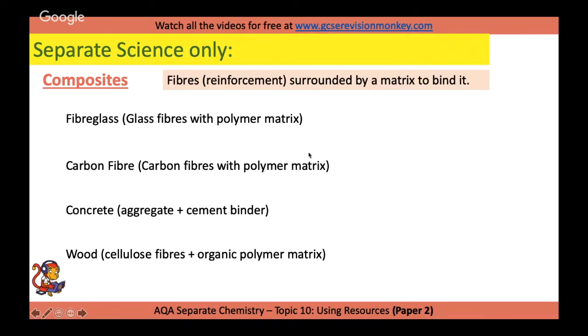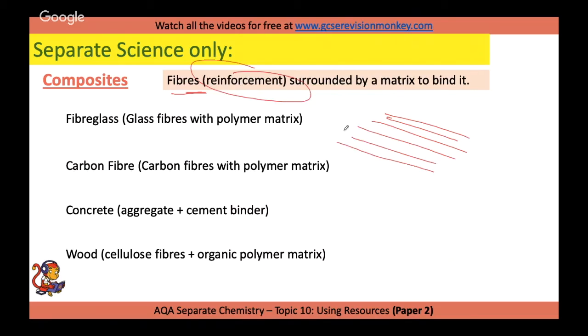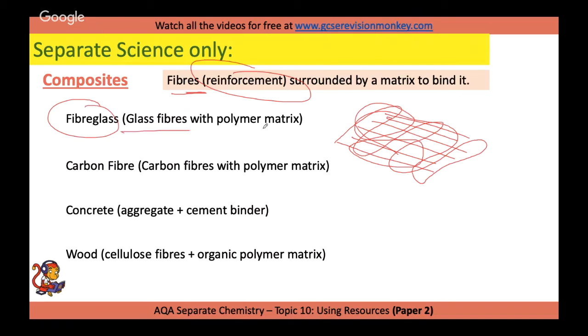Composites are an everyday material that's really important. The basic structure of a composite is made out of fibres, so some sort of fibres which make it really strong, and that's called the reinforcement bit. And then to bind those fibres together, it's surrounded by a matrix, okay, which acts as a binder. So, for example, fiberglass is a composite whereby the glass bits are the fibres, so strong fibres of glass, and they have a polymer plastic matrix over the top to make it bind together.